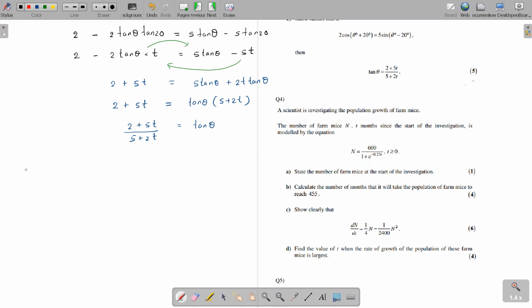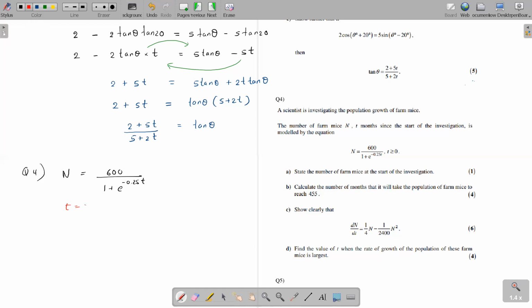So these are typical questions in your P3 paper, right? It's very commonly seen, these kinds of questions, e to the power minus 0.25t. So at the start of the investigation means what? What does it mean at the start? At the start means t is 0.